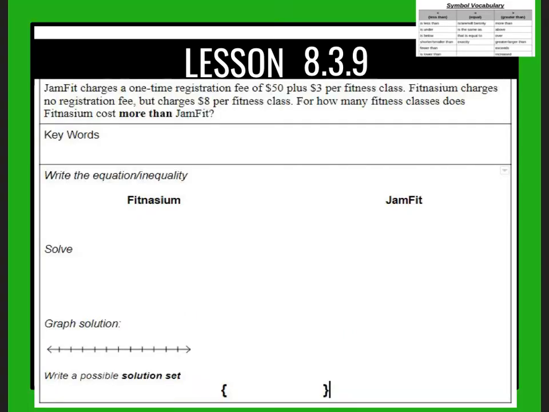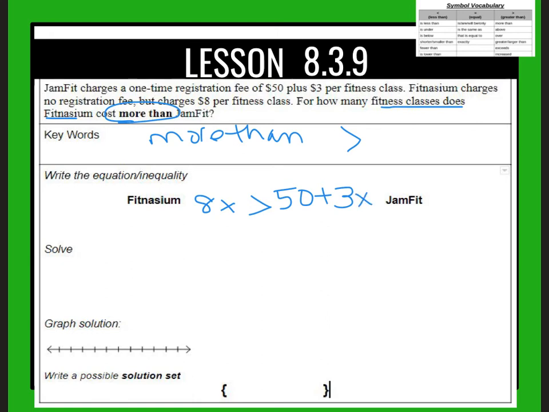Okay, I want you to try this. I'm giving you the same scenario. Set it up where JAMFit gives you a one-time registration fee of $50 plus $3 per fitness class, and Fitnasium has no registration fee but charges $8 per fitness class. They want to know for how many fitness classes does Fitnasium cost more than, here's that key word, more than JAMFit. So we know our Fitnasium is 8x is greater than 50 plus 3 times x.